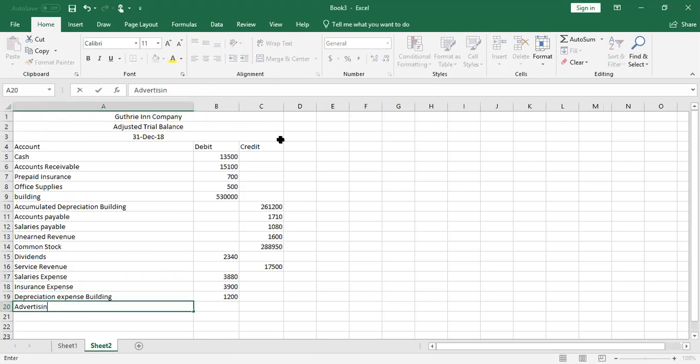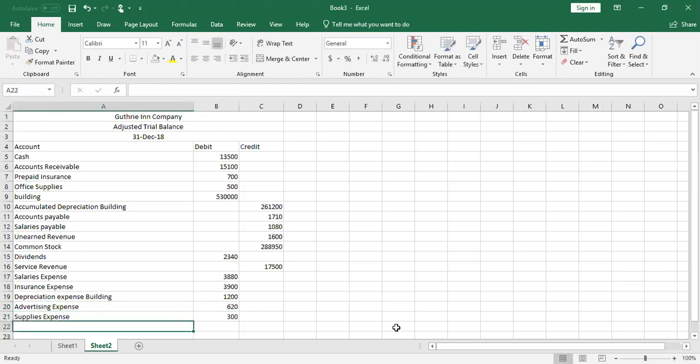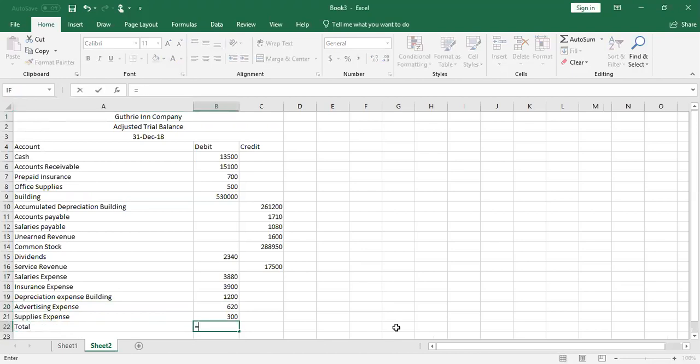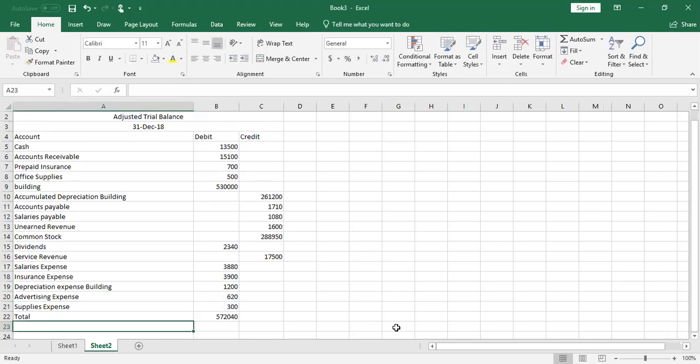Advertising expense is still there, just wasn't affected during this part of the process. Doesn't mean it goes away. 620. And then supplies expense, 300. Okay, so we're just writing all those accounts down with their current balances after posting adjusting journal entries. And just like before, you're going to total your debit column and total your credit column. If they equal, you're in great shape. I'll let you finish that up.